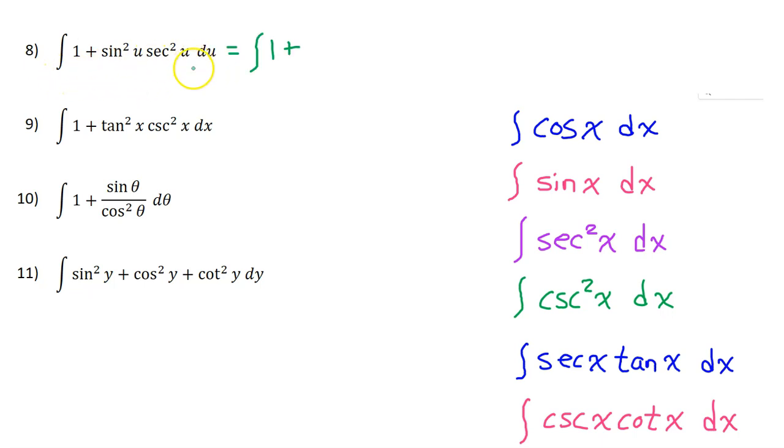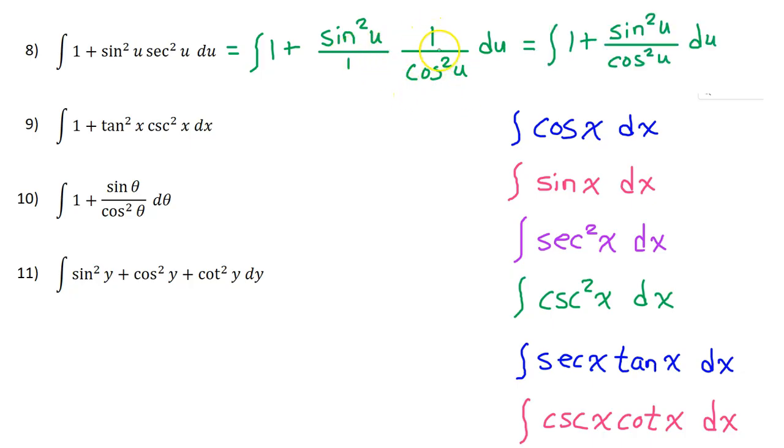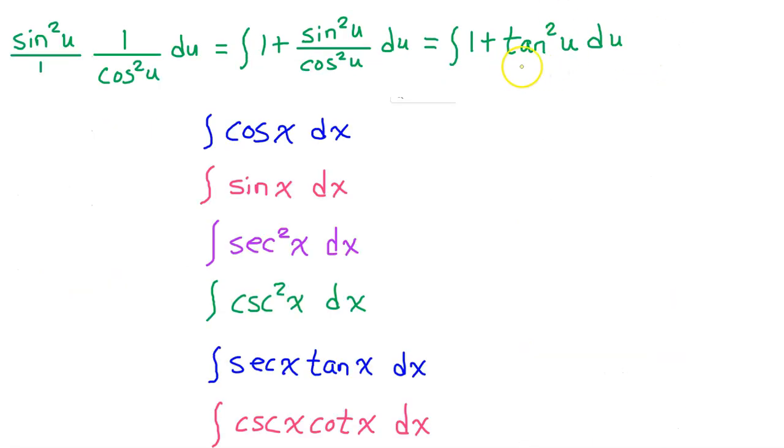This trig expression is not on the list, so we need to rewrite. When in doubt, try rewriting everything in terms of sine and cosine. Secant squared u is 1 over cosine squared u. Multiplying these two together, you get sine squared u over cosine squared u. But this is tangent squared u. Unfortunately, tangent squared u is still not on the list. Does anyone remember a way we can rewrite this expression as something that is on the list?